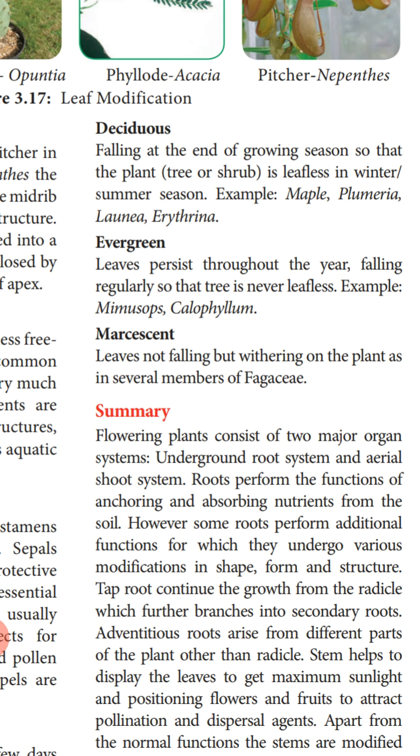The next one is marcescent. The leaves not falling but withering on the plant, as in several members of Fagaceae. So here, what will happen? The entire leaf will not fall at once. The part of the leaf will break and will fall. Okay, they will wither. They will break into small pieces and they will fall. And the remaining segment will remain attached to the plant. This type of leaf duration is called marcescent.